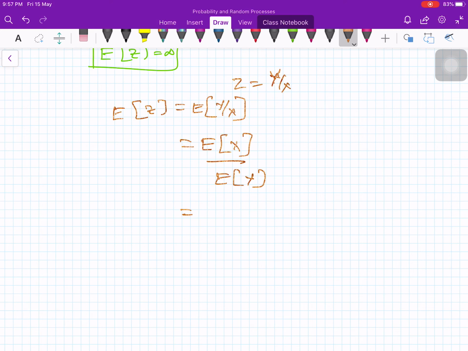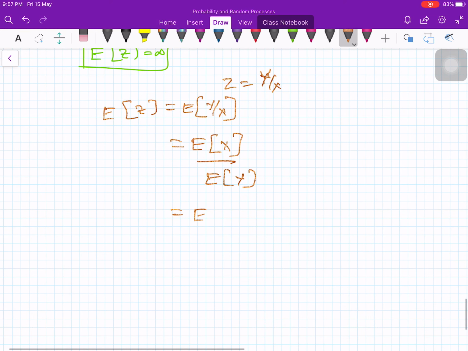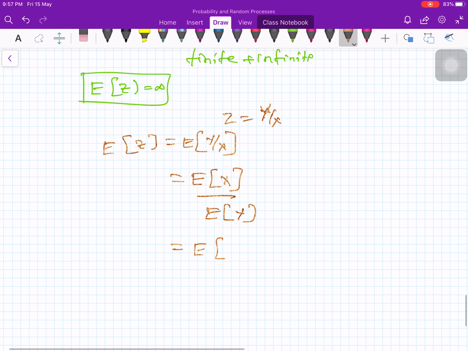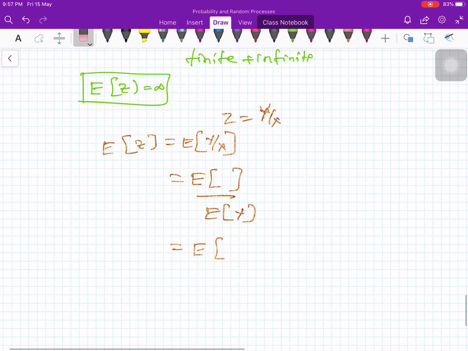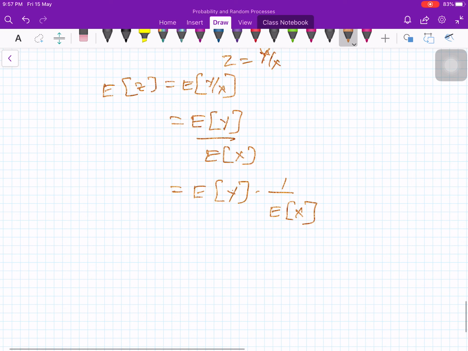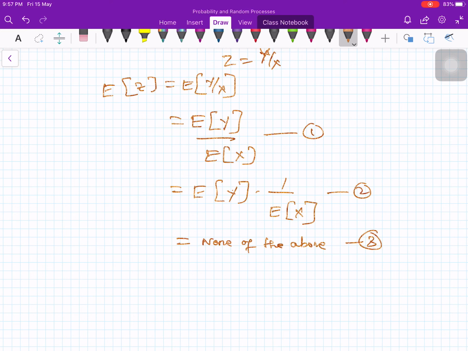Or could it be that it is equal to this number, like Y by X, right? I am writing wrongly. This is Y and this is X. Okay, so could I write it like this, times E of, could it be correct, or can I write none of the above? Our question is, is this correct, 1 is correct, or 2 is correct, or 3 is correct? Which one is correct? That's what we want to find out.